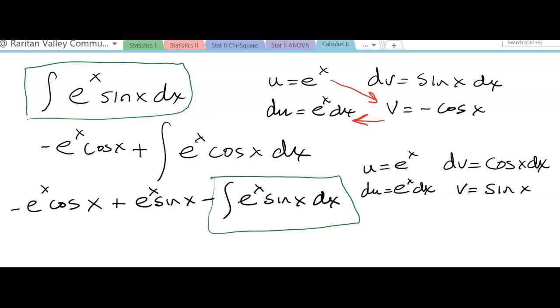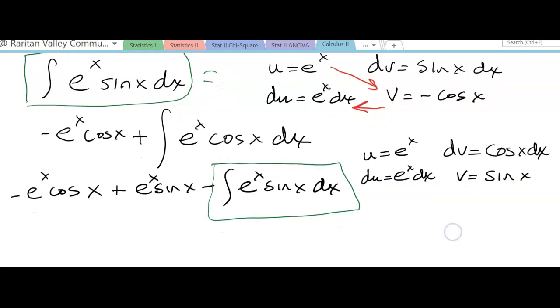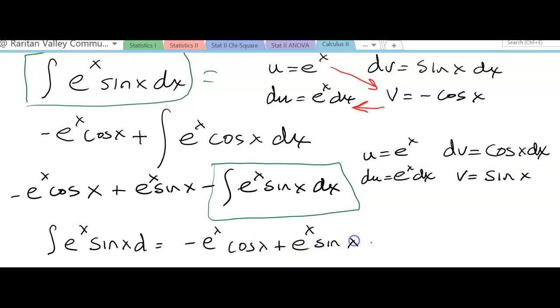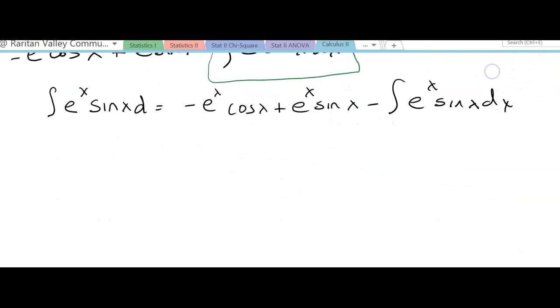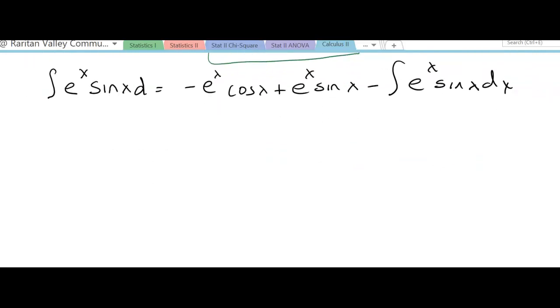So here's the deal, and here's the trick. Let me just write this whole thing out. The integral of e to the x sine x dx equals negative e to the x cosine x. All I'm doing is writing what we did. Plus e to the x sine x minus the integral of e to the x sine x dx. All right, that's where we're at. I need more space. And yeah, I can just keep going forever. It just becomes this reiterative process.